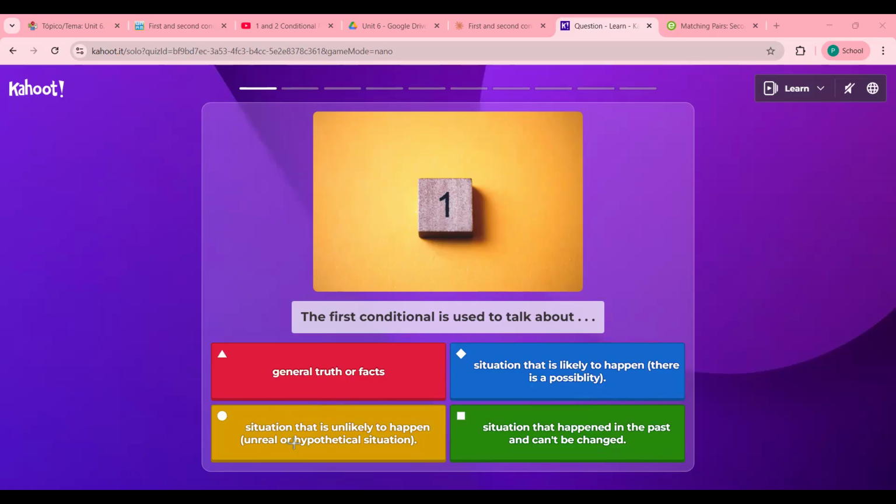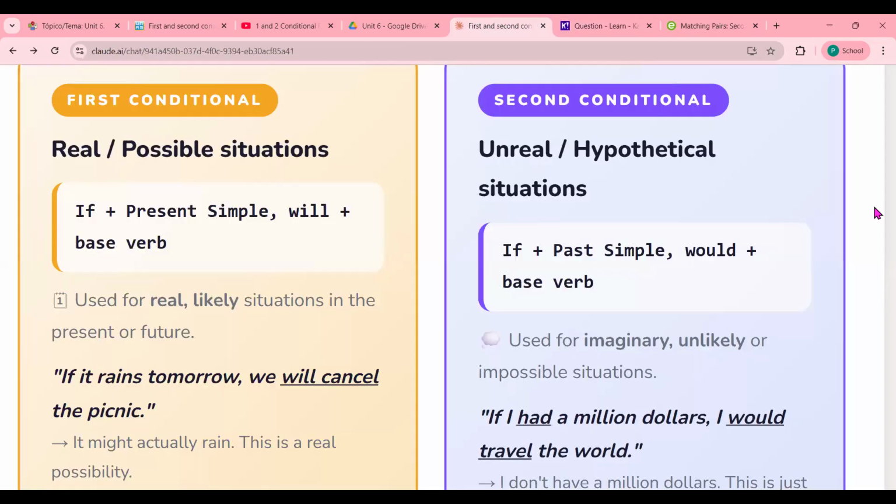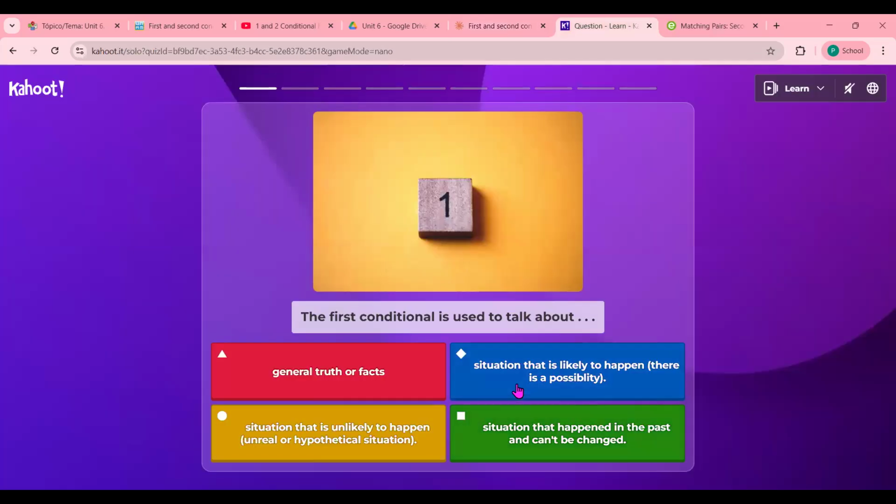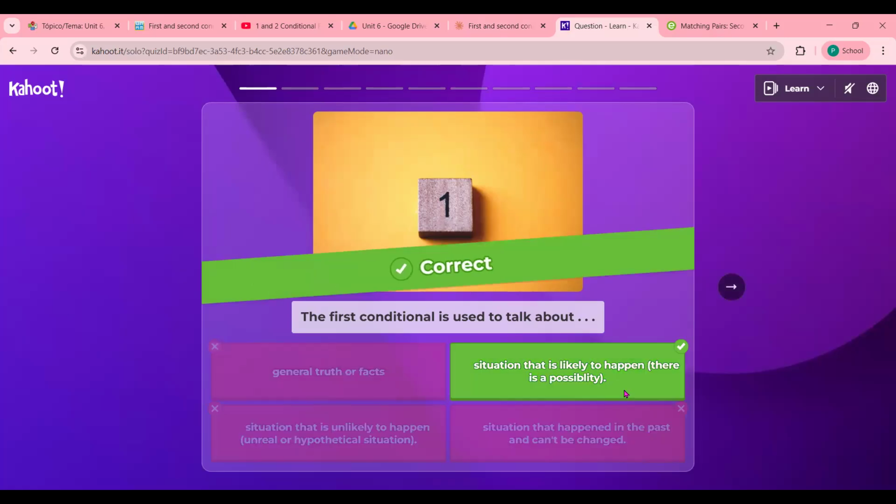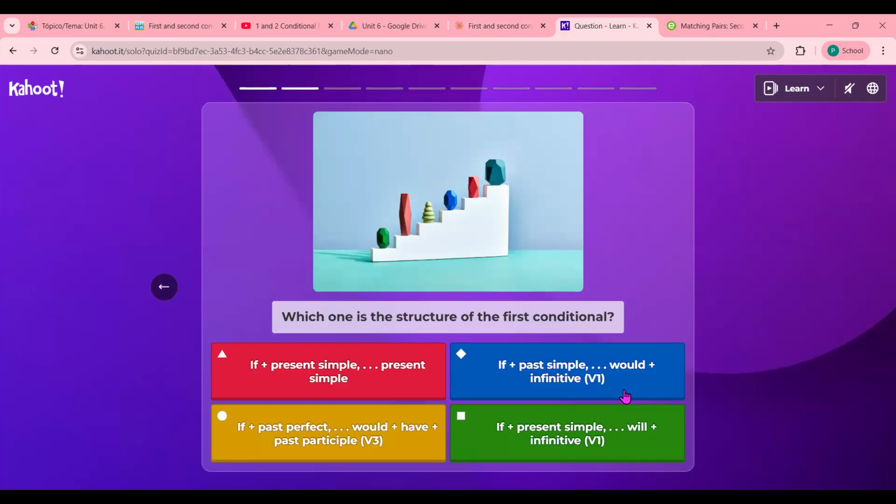It is possible. Let's refresh. Is it the blue one? What says the blue one? Situation that is likely to happen, there is a possibility. That's possible. Now, the structure, my dear Deborah. Which one is the structure of the first conditional? Red, blue, yellow, or green?